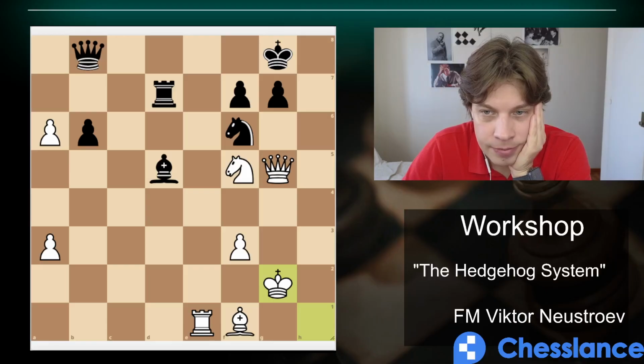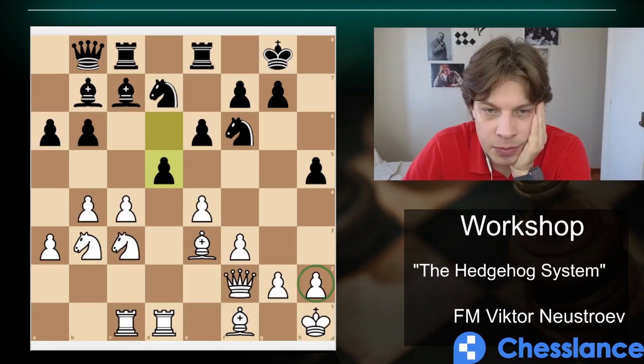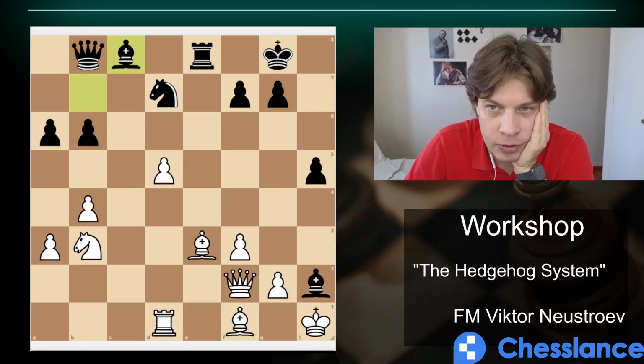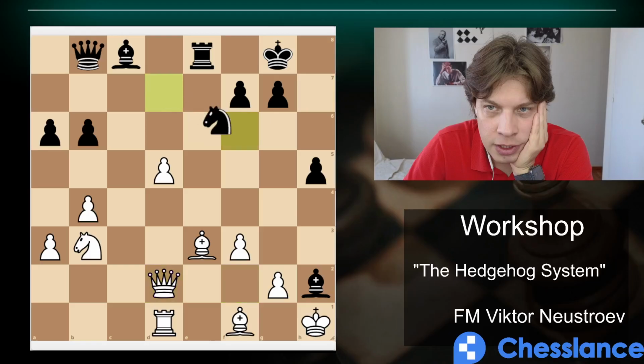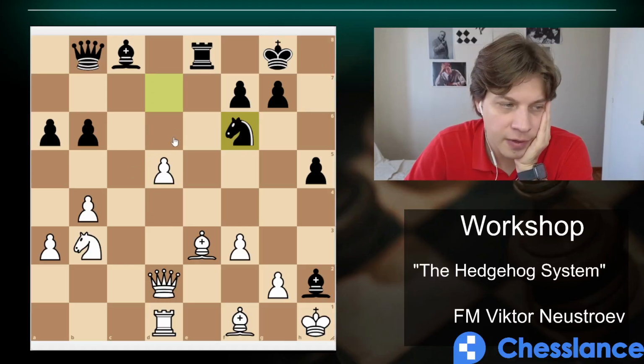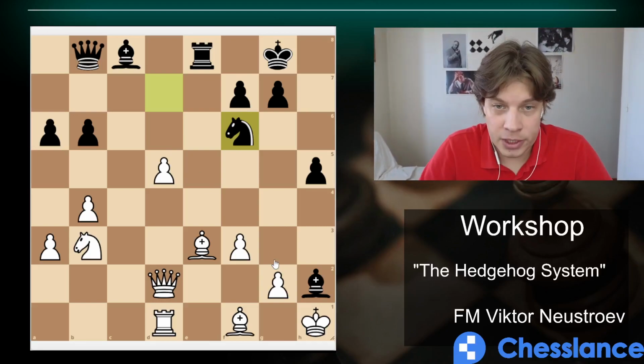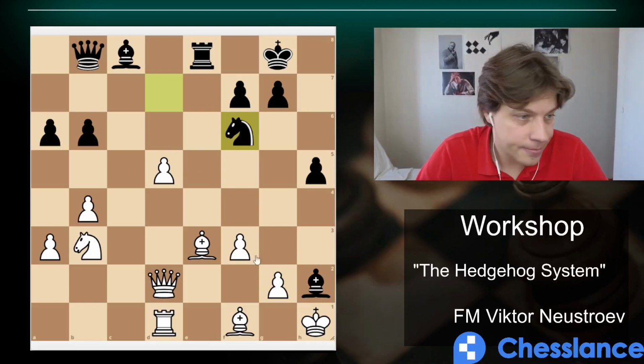Anyway, at this moment, I think black is already better. So I played queen d2, and after knight f6, it's a slightly better position for him. His pieces are more active, and they experience problems with the d pawn, especially if I push it forward, which somehow I managed to solve.